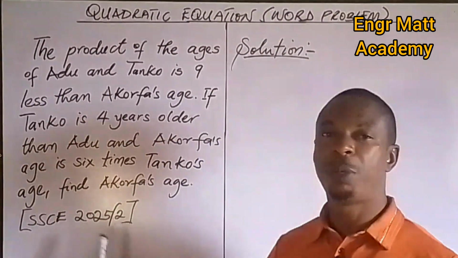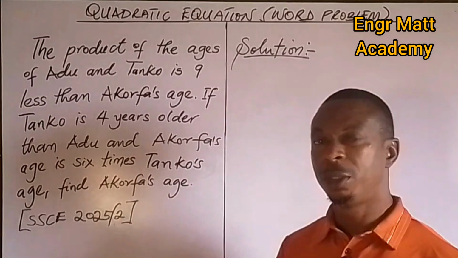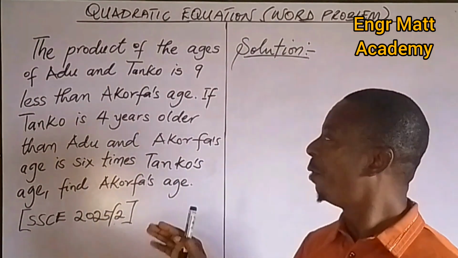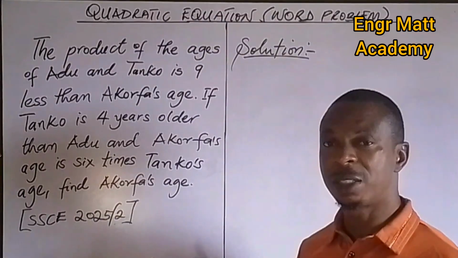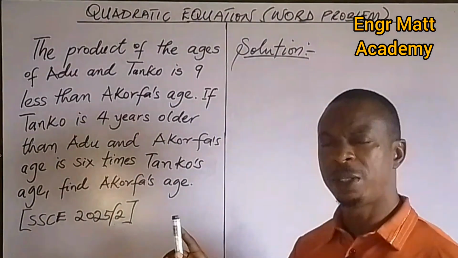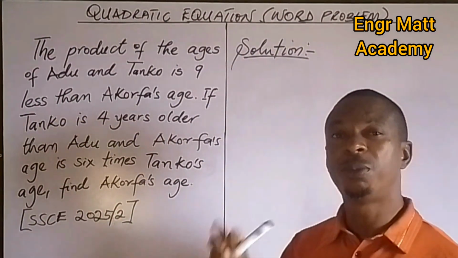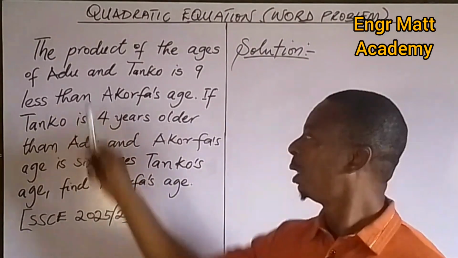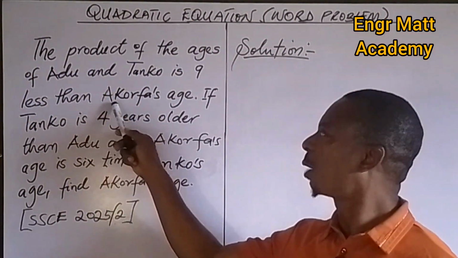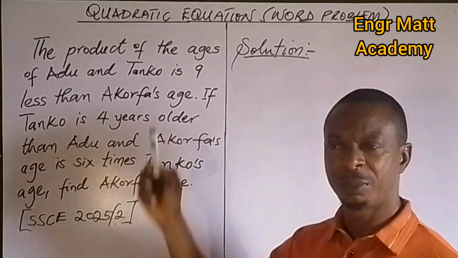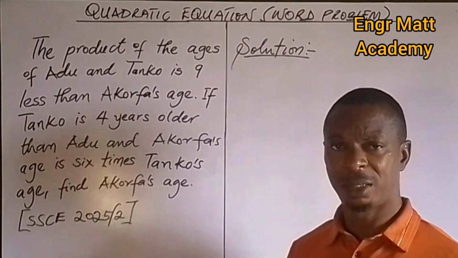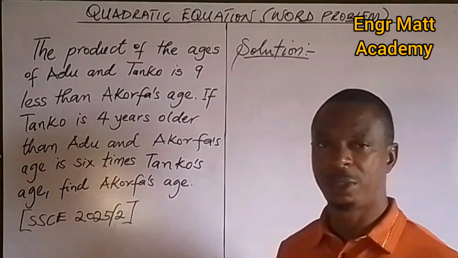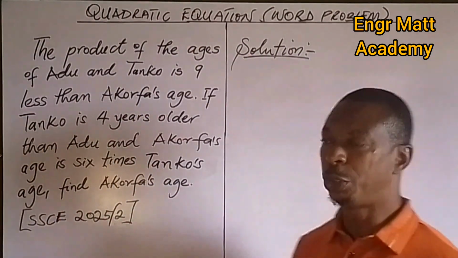So in this kind of problem, what do you need to do? The first thing is to read the question very well and understand it. For instance, in this problem, we are talking about the ages of 3 people: Adu, Tanko, and Akofa. So you need to settle down, read the question, understand it before attempting to solve it. So let's go straight to the solution.